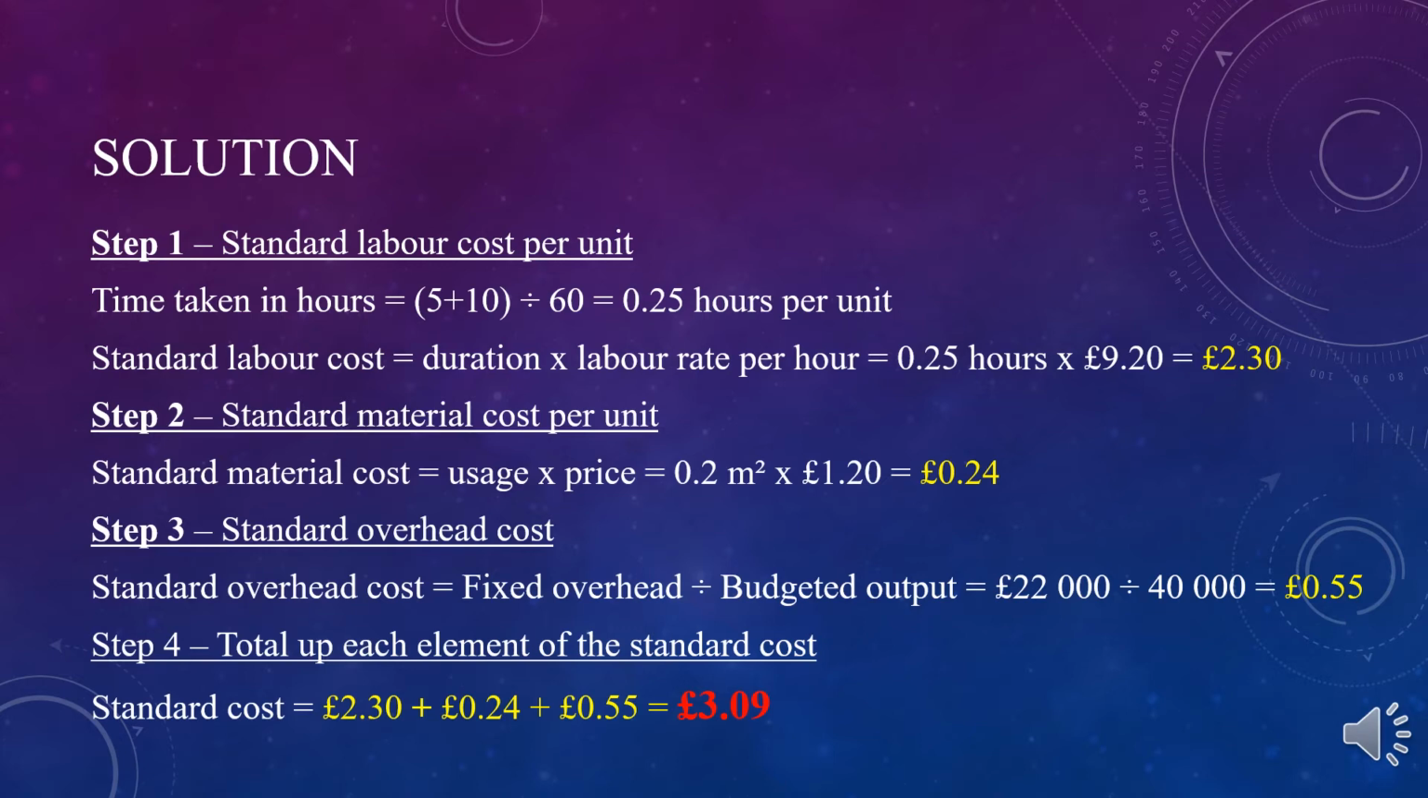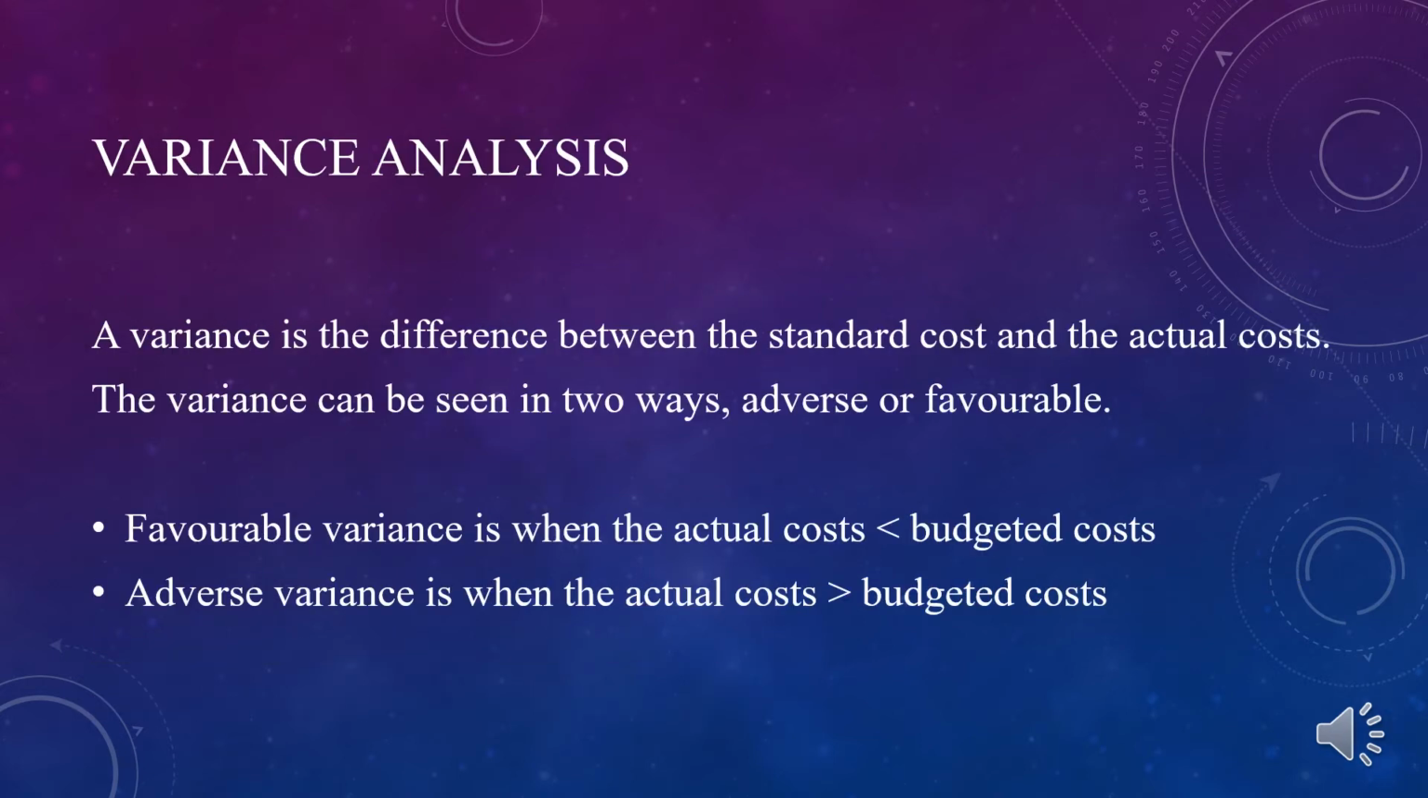The final step is to total up each element of the standard costs calculated above. Can you see the values in yellow color font? Those values are required to add up together to find the standard cost per handkerchief. That means 2.3 pounds plus 0.24 pounds plus 0.55 pounds equals 3.09 pounds.